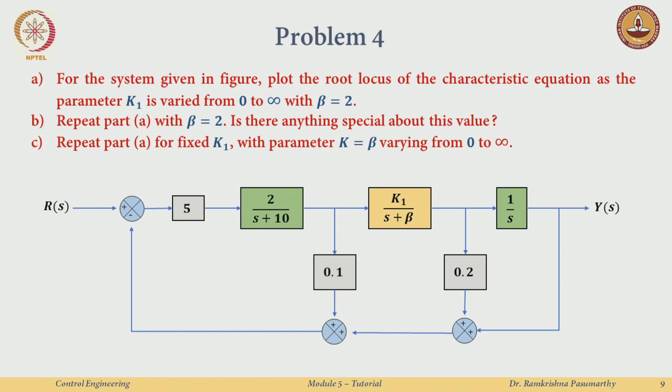So far things were nice, right. So, if I give you a block diagram which looks like this and I say for the system given, plot the root locus as this k1 is varied from 0 to infinity with this parameter beta being equal to 2, and then this should be 5 here, repeat with beta equal to 5. Not only that, then I say I keep k1 fixed, and then I vary beta from 0 to infinity. Okay. So, how do I handle this?